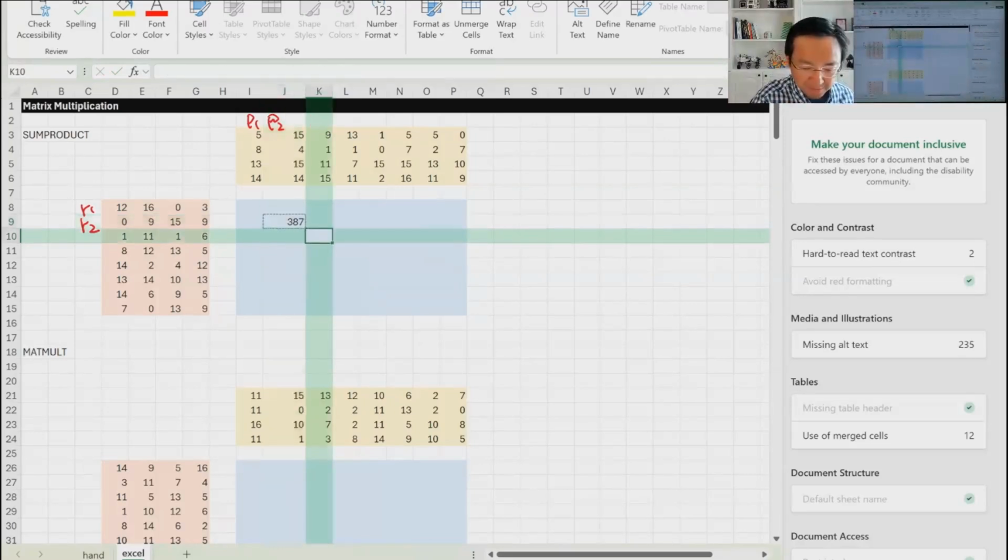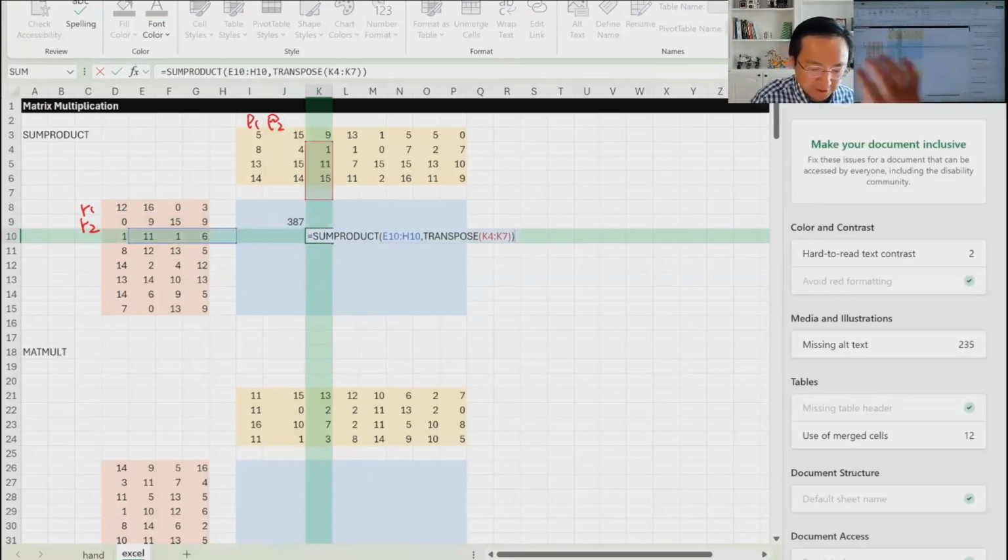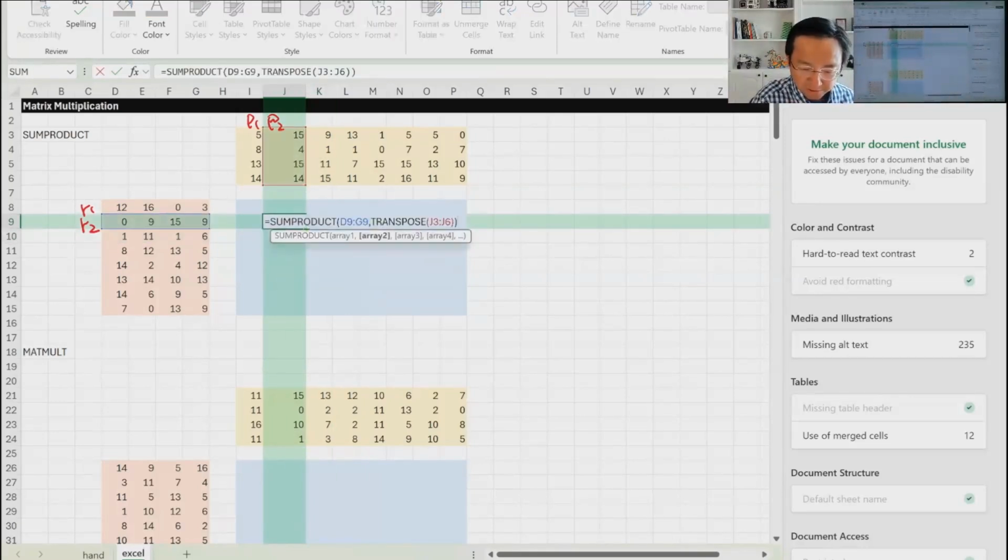Suppose I copy it over here, you will notice that it doesn't quite work because it's shifted. So remember the little trick we have for this. I would like to fix, what is it? What do I want to fix?